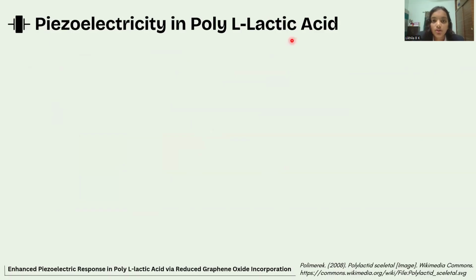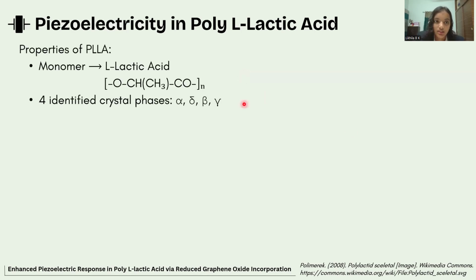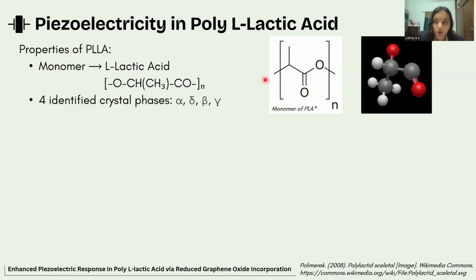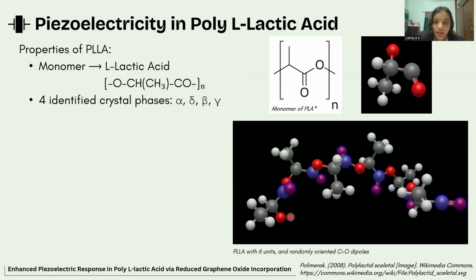So now let's understand a few properties of polylactic acid, referred to as PLLA, then move on to its piezoelectricity. Its monomer is L-lactic acid. It has four identified crystal phases: alpha, delta, beta, and gamma. Its monomer is this. And to understand piezoelectricity in it, I've taken a small polymer chain. I've highlighted the carbonyl dipoles. So these are the reasons we observe piezoelectricity in PLLA.